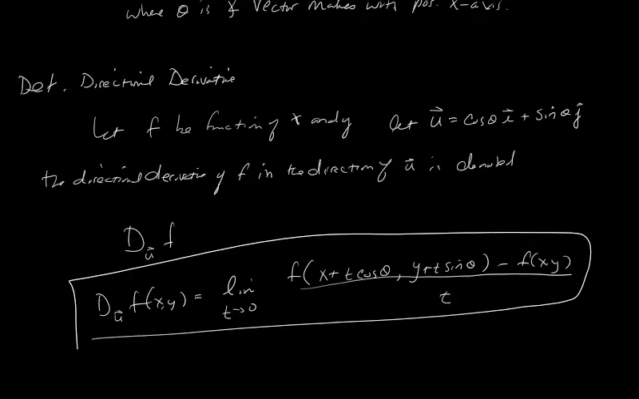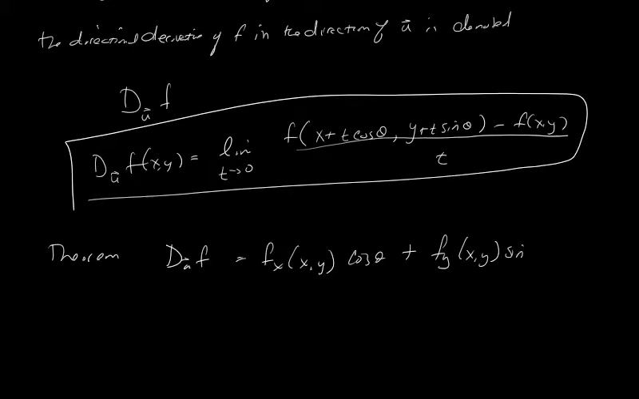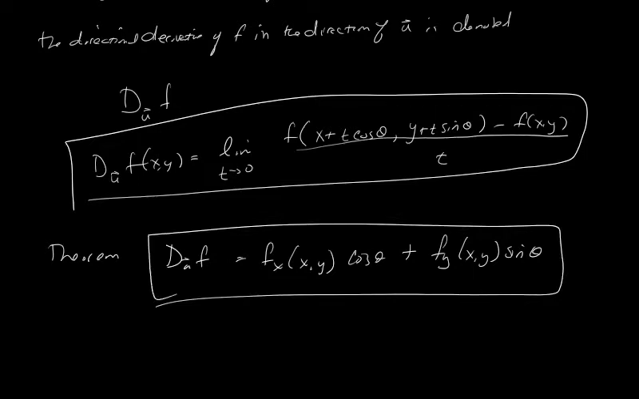Now, since we have this whole derivative thing going on, there is an easier way to find this. We don't have to use the definition every single time. So we have a theorem that says that given f and u, duff is equal to the partial derivative of f with respect to x times cosine theta, plus the partial derivative of f with respect to y times sine theta, for the same u and f as above.